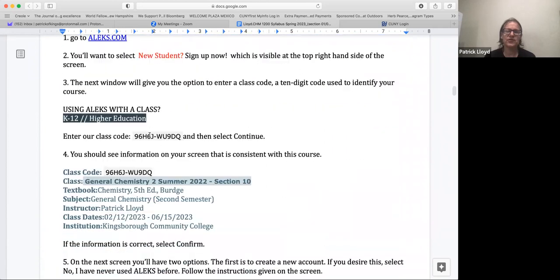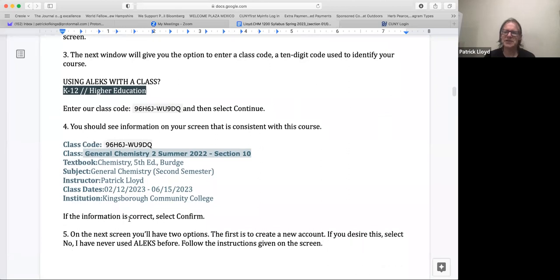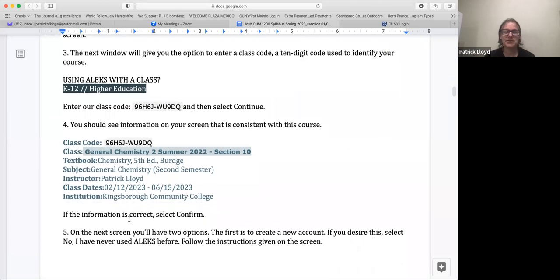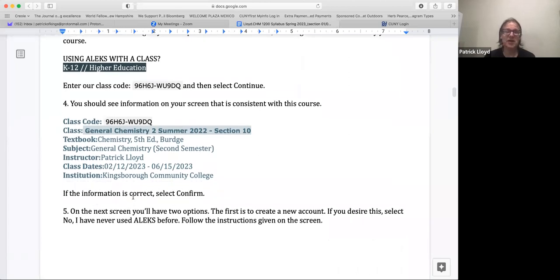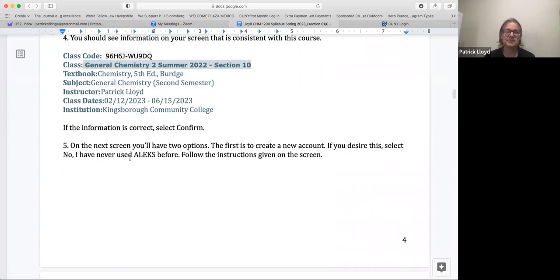Okay, this just gives you all the details. The main things that you need are the course code. That's that 10-digit number there. If you can get that number in there, that'll set you up nicely for my course right here. The dates, ooh, there's a little typo there. The dates should be March 2023 through June 2023. That says actually February, so that date I don't think is right. In any case, it should have my name, Patrick Lloyd.